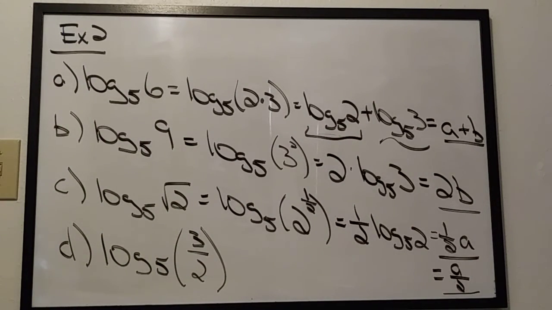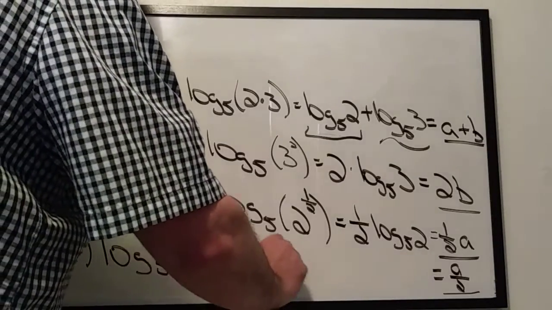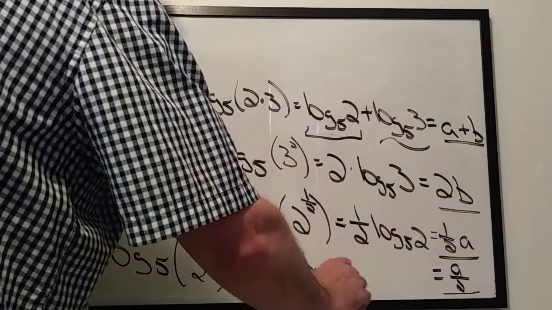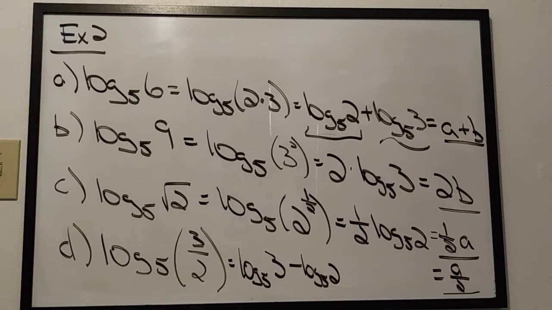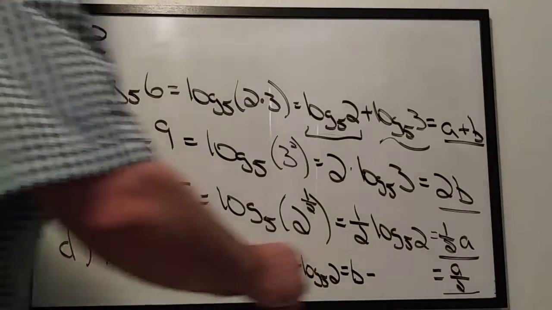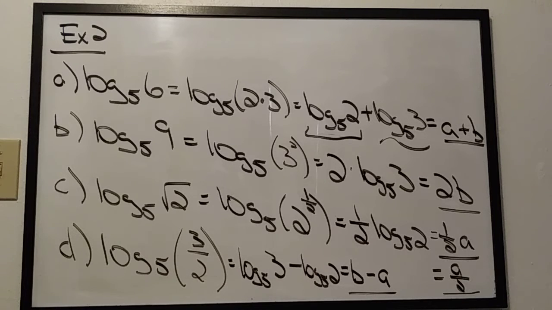Next, for part D, we have log base 5 of 3 divided by 2. Well, 3 divided by 2, there's a connection between division and subtraction. So I know that this is going to be the same as log base 5 of 3 minus log base 5 of 2. Now that I have it written like that, I can go ahead and introduce my letters again. Log base 5 of 3, that's B. Log base 5 of 2, that is A. So there's our final answer for this one. It ends up being B minus A.